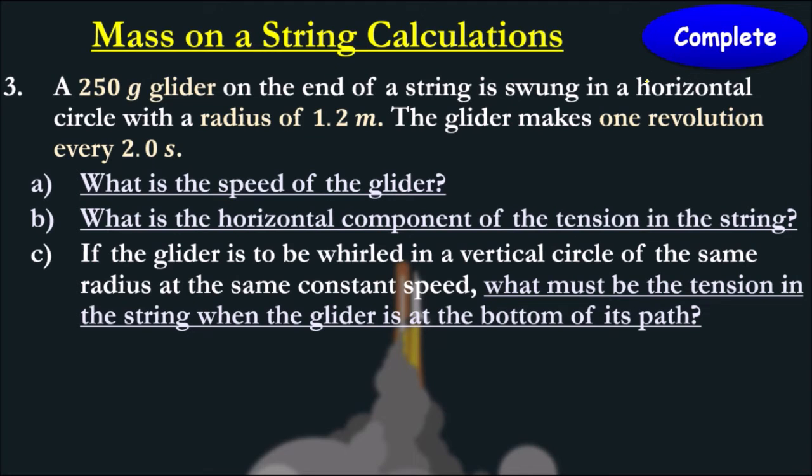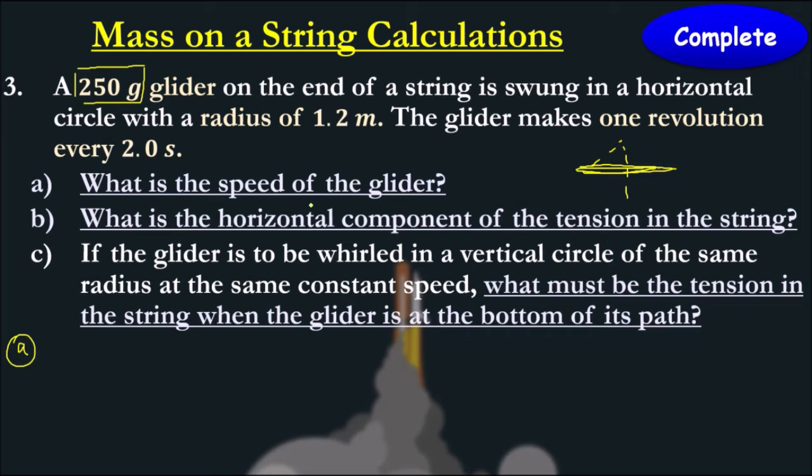Okay, so this will be our second example. It says we have a 250 gram glider at the end of a string swung horizontally. Now, I'll say that again, if it's swung horizontally, it's spinning around like this, so we don't need to consider the changes in the forces, the tension and all that. What is the speed of the glider? What is the horizontal component of the tension force? What must the tension in the string be when the glider is at the bottom of its path if it's a vertical motion? So three questions here.